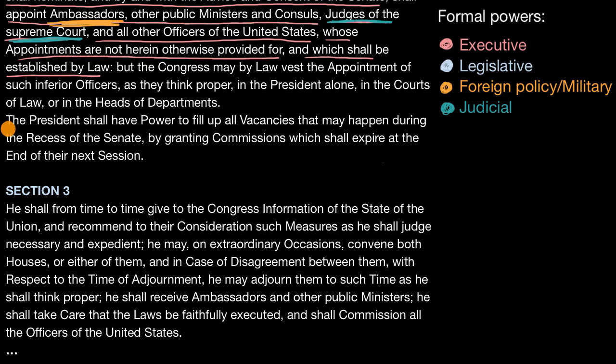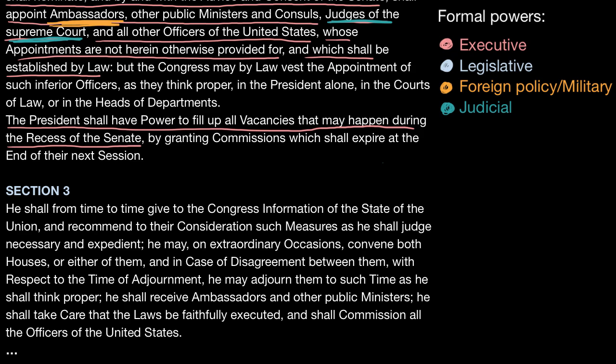It then goes on to say, and this is in relation to the appointments we just talked about, the President shall have power to fill up all vacancies that may happen during the recess of the Senate. Because remember, it just talked about how the Senate has to confirm appointments. But the President does have the power to fill up vacancies while the Senate is in recess, while they're not in session, by granting commissions which shall expire at the end of their next session.